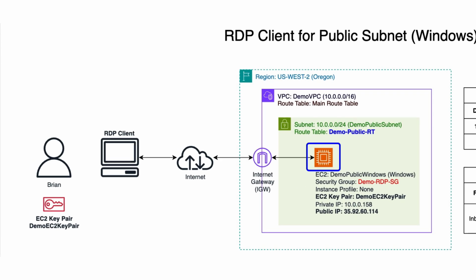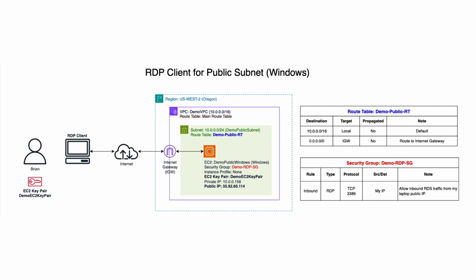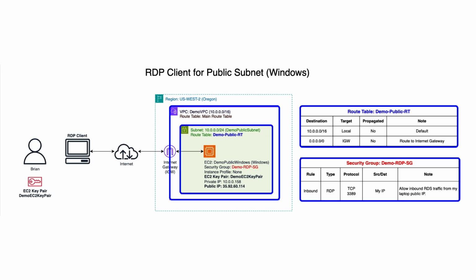The goal is to launch this Windows EC2 instance and be able to connect from my laptop using a remote desktop client software over the internet. But before I launch the EC2 instance, I'm going to first configure several networking components to explain the details. So let's go to our console and build a solution.